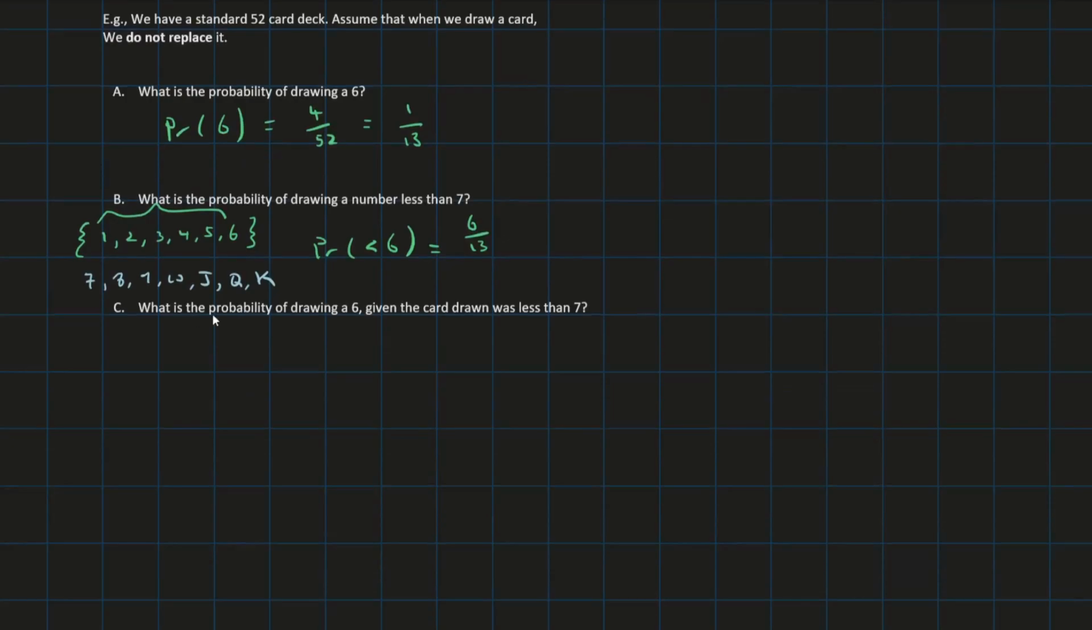Now, part C, what is the probability of drawing a 6 given that the card drawn was less than 7? So now this is a situation where I'm given that extra piece of information which narrows down my problem. Now, we can think about what will happen to the probabilities with the information given, and it should be a bit clear to you that if the card drawn was less than 7, then we've actually got a reduced sample space. And what does that essentially mean? Well, we've got less possibilities to choose from, which will in turn increase our probability.